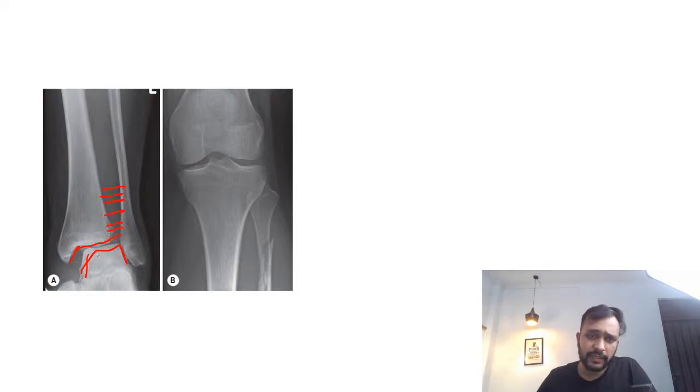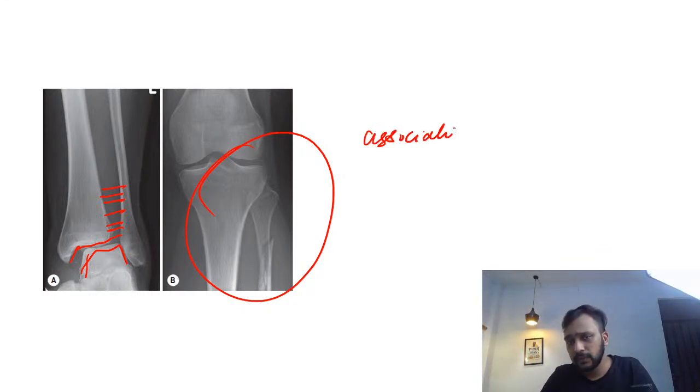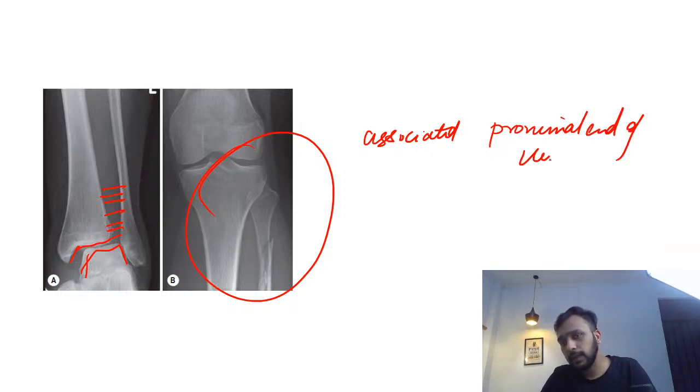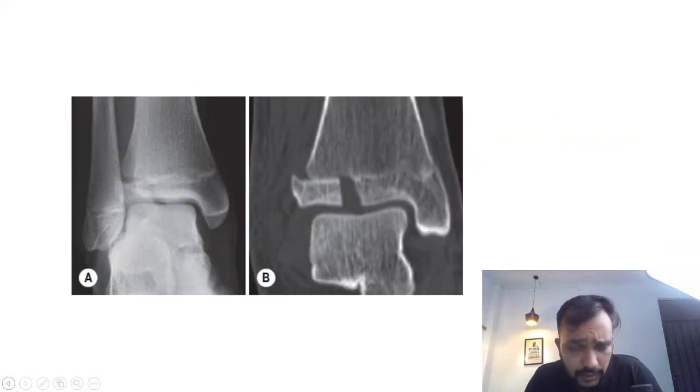Okay, so in this case we have to take an x-ray of the knee joint as well. So what was found within the knee joint was an associated fracture of the proximal end of the fibula. There was an associated fracture of the proximal end of the fibula, and guys, this is known as Maisonneuve fracture. Okay, Maisonneuve fracture, right.